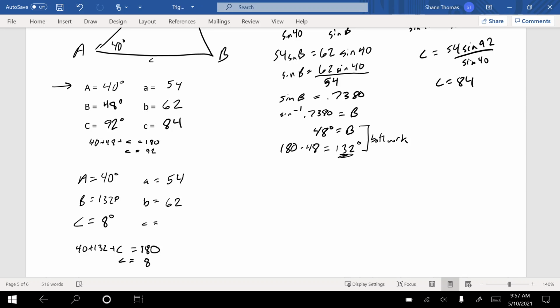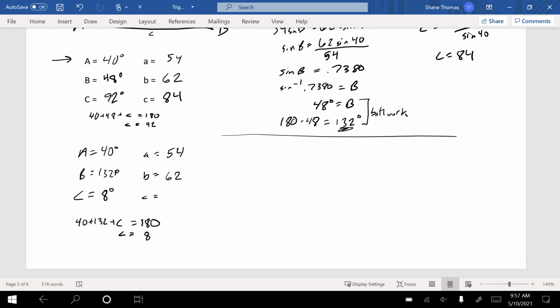All right. So now I'm only missing the C term here. I'm just going to separate that. So I'm going to go back to A over sine A equals C over sine C. Okay. So I have 54 over sine of 40 equals C over sine of 8. Cross multiply, C is 54 sine of 8 over sine of 40. Therefore, C is 11.7. There we go. 11.7.